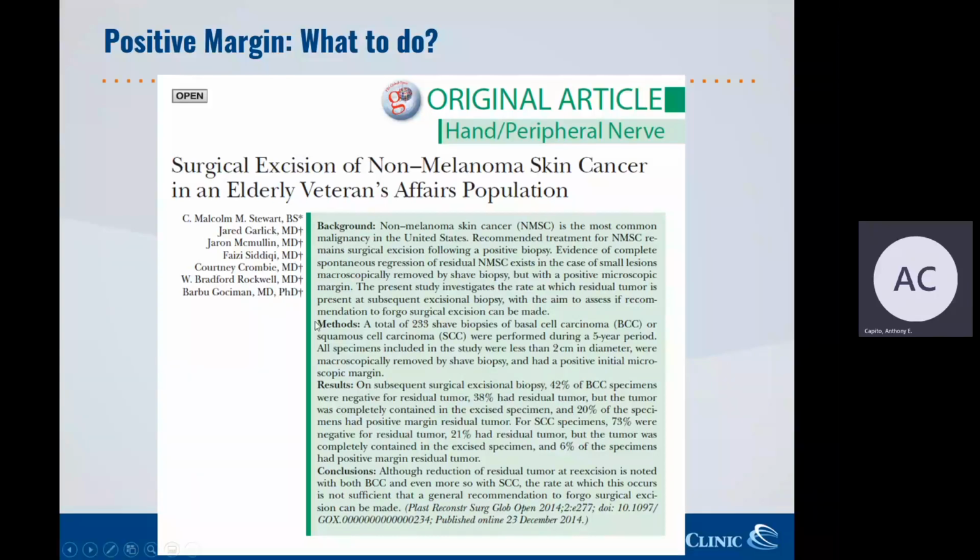So what they found out that for 42% of re-excision, so these are shave biopsy with positive margins, 42% had no residual tumor, which means about 58% did have residual tumor in the specimen. For SCC, this is interesting, 73%. So, over 2/3 were negative for tumor, with the remaining having residual tumor. So even with 20% or so having residual tumor, the recommendation is still, if you have a positive margin, to do a re-excision. Other option would be to serially examine the patient.